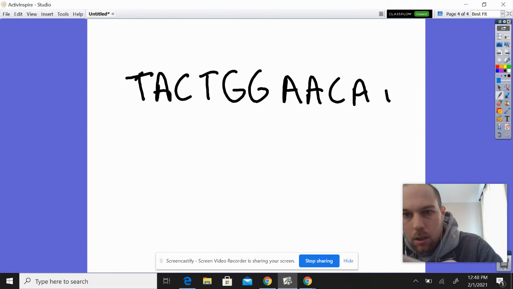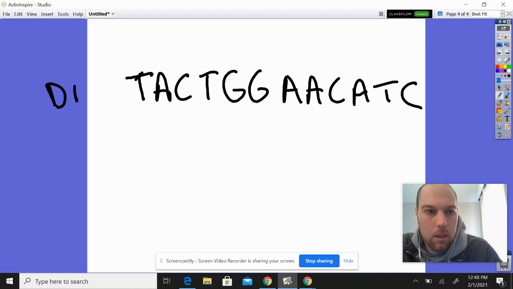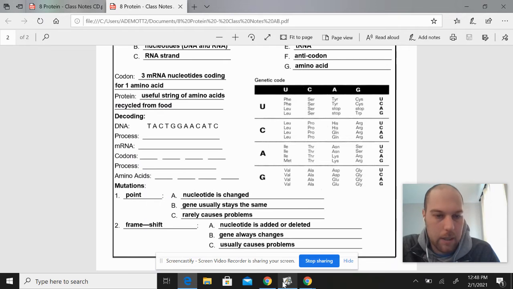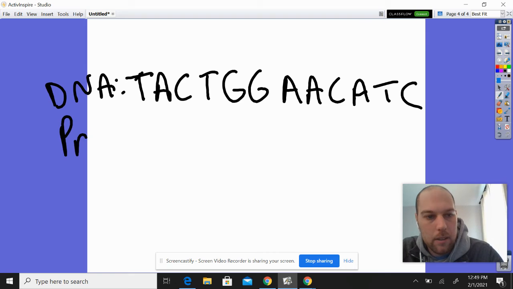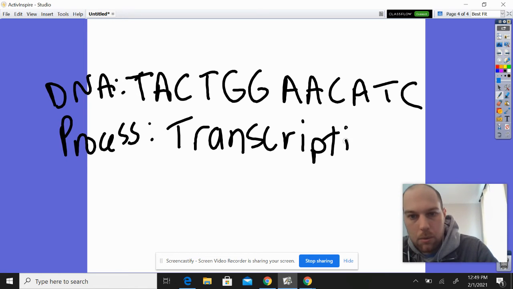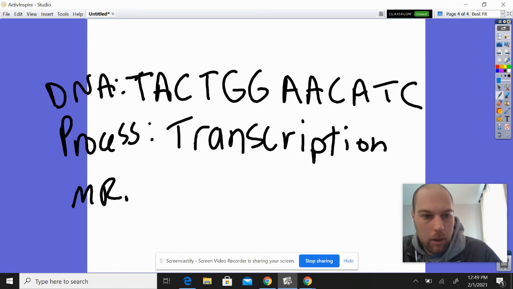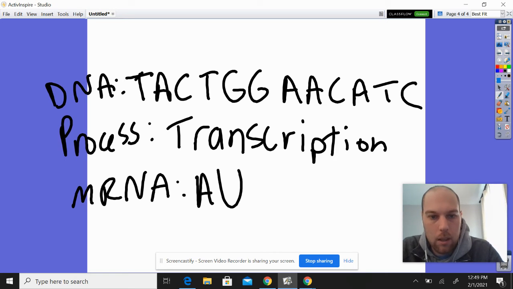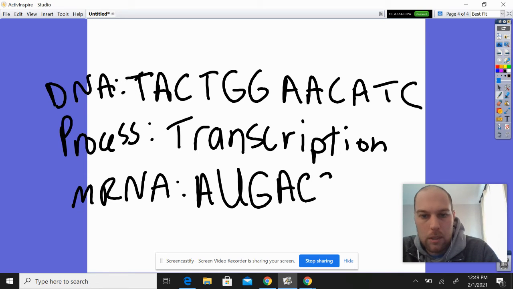ATC. Okay, so here's your sample DNA strand. The first thing it wants us to do is process. So what process is going to turn it into mRNA? That process is transcription. Transcription puts it into what our mRNA is going to be here, and that's just base pairing it, matching the base pair. So T is A goes to U, C pairs with G, and you can pair this pretty easily.